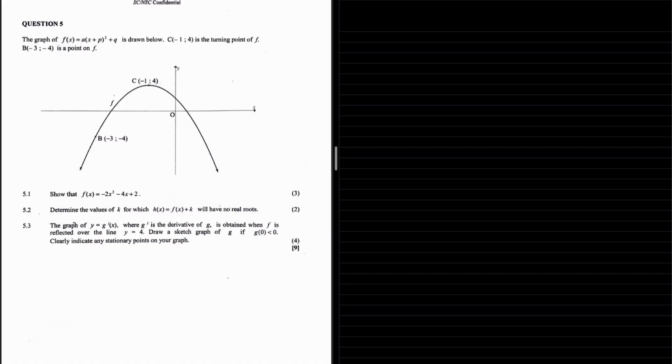So immediately I think of the form of the quadratic formula that uses the turning points. So I'm going to just quickly write that out. So y is equal to a into x minus p all squared plus q. Now I know the turning points. The turning points are minus 1 and 4. So I'm going to substitute those points in. So y is equal to a into x minus minus 1 is x plus 1 all squared plus 4.